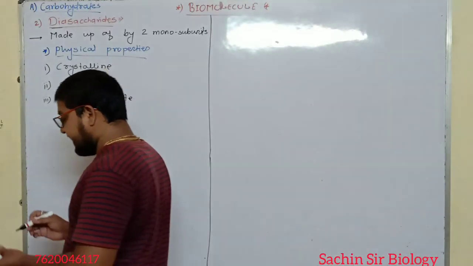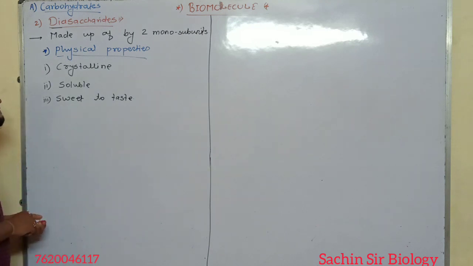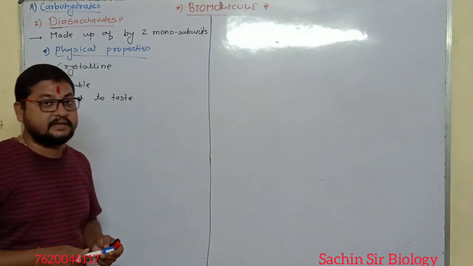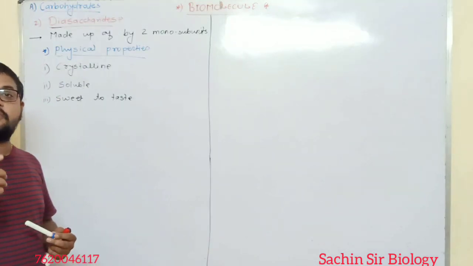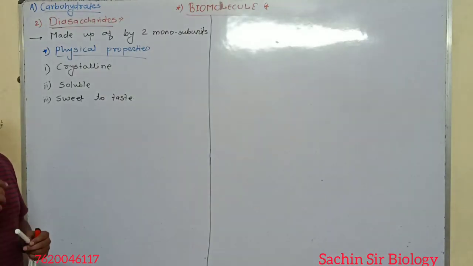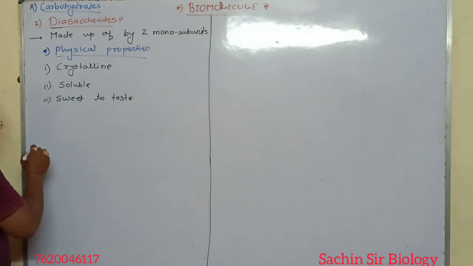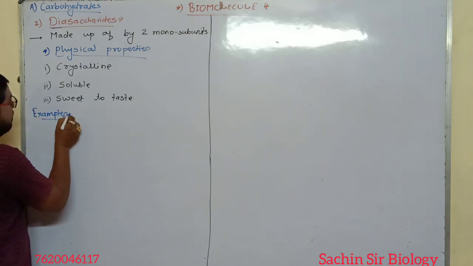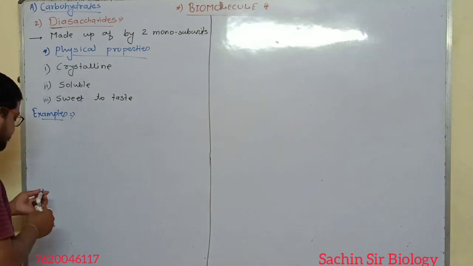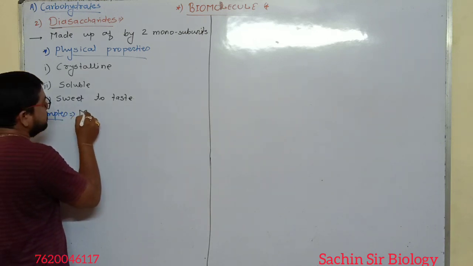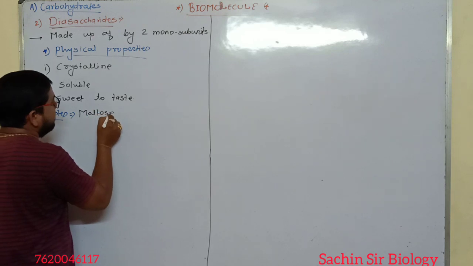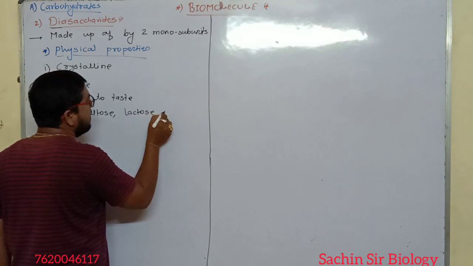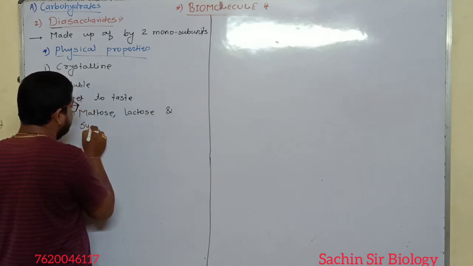Thereafter, what are the examples of disaccharide? As you know very well, there are various examples of disaccharide. But here we will focus on three examples. We will take three examples, and the first one is maltose, then lactose, and sucrose.